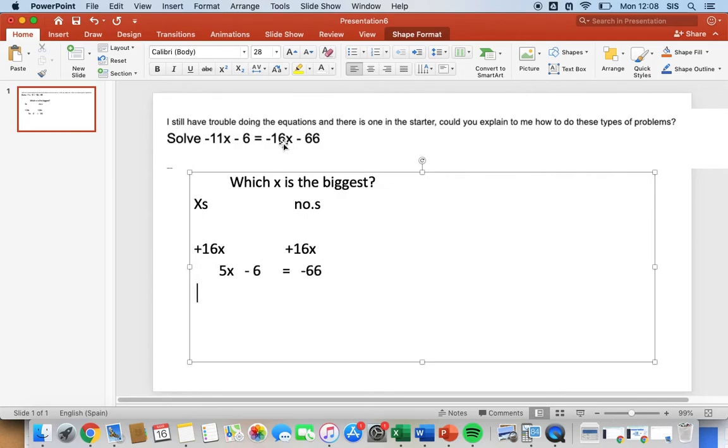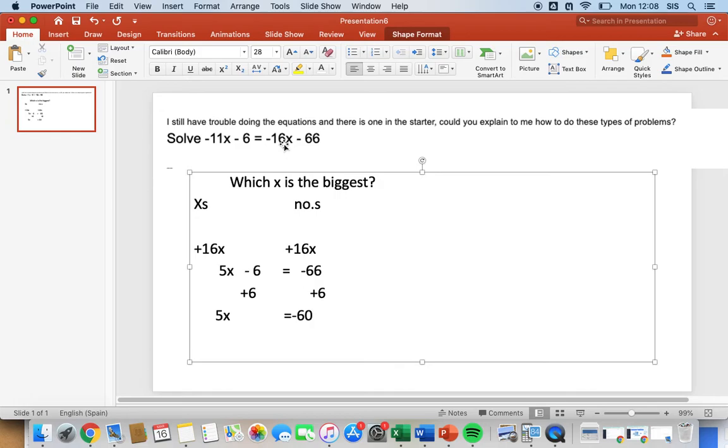Now this is looking a lot more manageable. Now we need to get rid of the number on the left-hand side because that's in the wrong place. So we are going to add 6 to both sides. And what we will get as a result is the following. 5x is equal to minus 60.